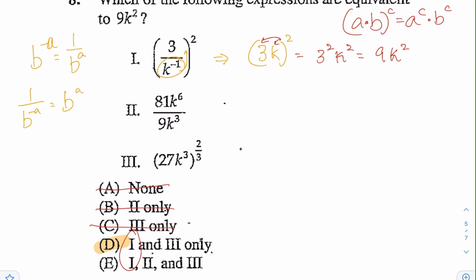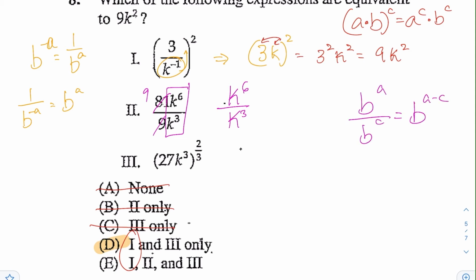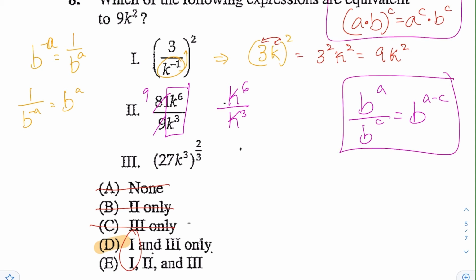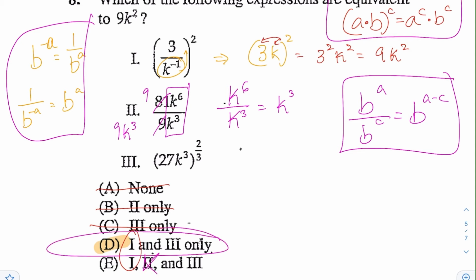Notice that we don't even have to check Roman numeral 3. We just have to check Roman numeral number 2, because that will give us the answer. To simplify Roman numeral number 2, 18 and 9 cancel out to give you 9. But here, when you divide k to the 6 by k cubed, that's this law of exponents: if you divide two exponents with the same base, you subtract the exponents. And when you do that, you get k to the 3rd. So Roman numeral number 2 is actually 9k cubed, and that's not 9k squared. So E is wrong. The answer has to be choice D.